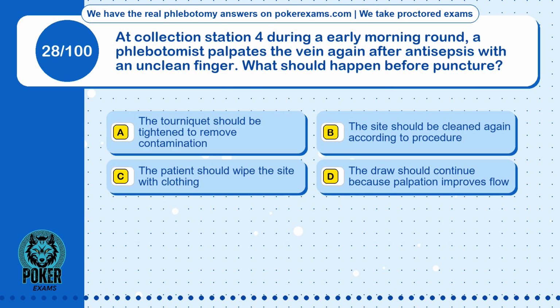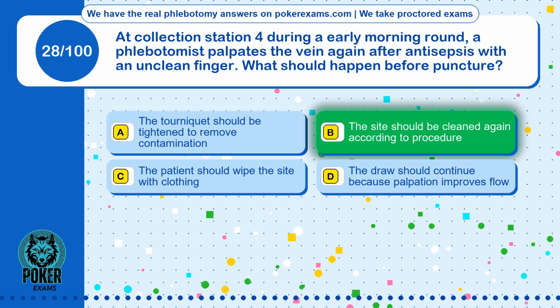Question 28. At collection station 4 during an early morning round, a phlebotomist palpates the vein again after antisepsis with an unclean finger. What should happen before puncture? Option A. The tourniquet should be tightened to remove contamination. Option B. The site should be cleaned again according to procedure. Option C. The patient should wipe the site with clothing. Option D. The draw should continue because palpation improves flow.